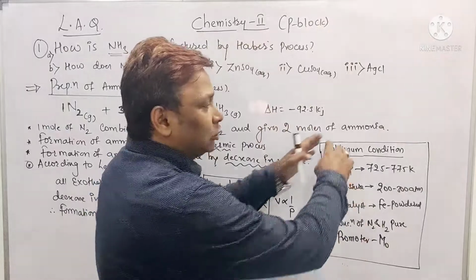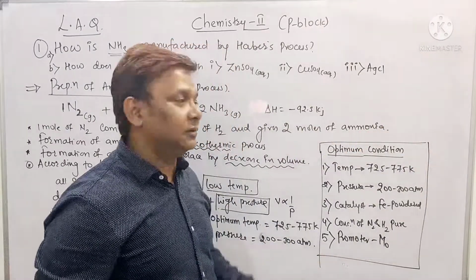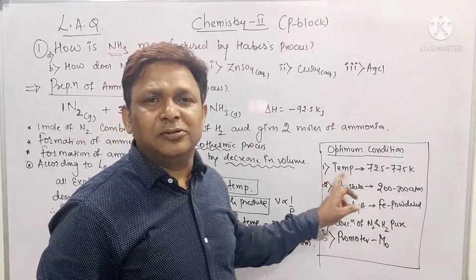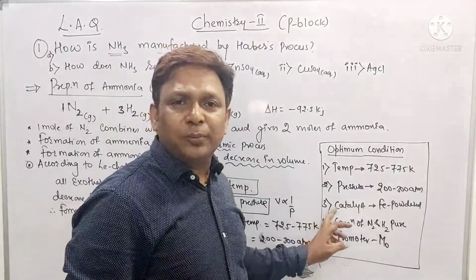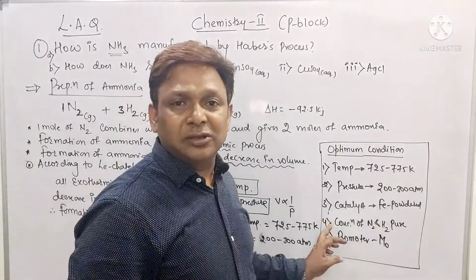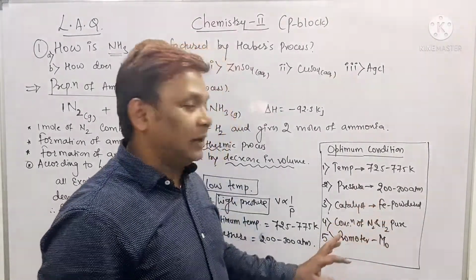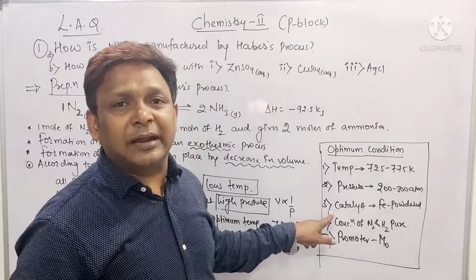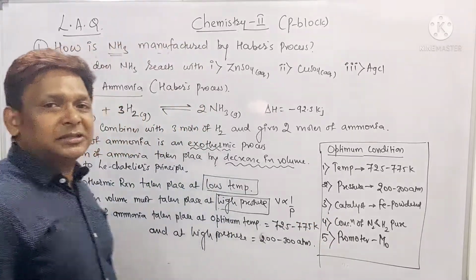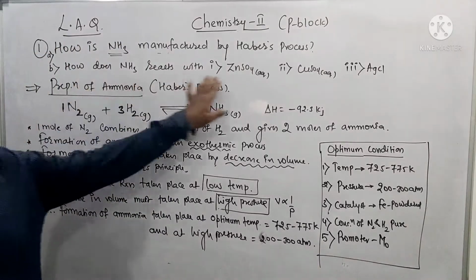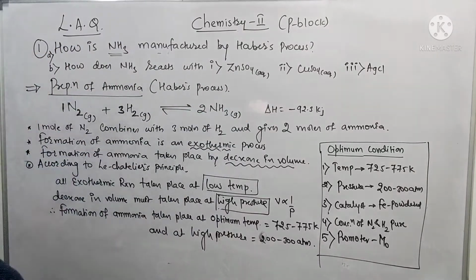By seeing this one, we have to state the optimum conditions. Temperature 725 to 775, pressure should be 200 to 300, catalyst should be iron powder, and concentration of N2 and H2 should be pure. And for increasing the activity of the catalyst, we have to add the promoter, that is molybdenum. Right, beta? Please take a screenshot of it. I'll go to the second part, that is how ammonia reacts with ZnSO4, copper sulfate and AgCl. Right, take a screenshot of it.